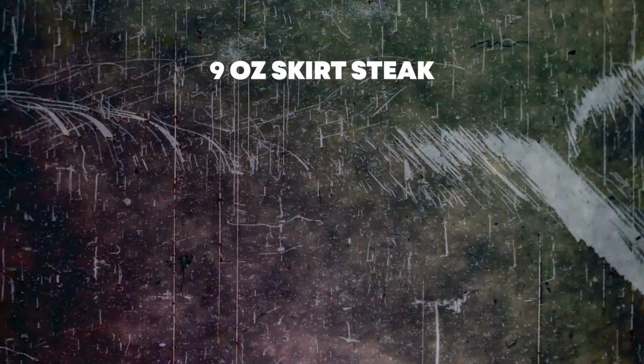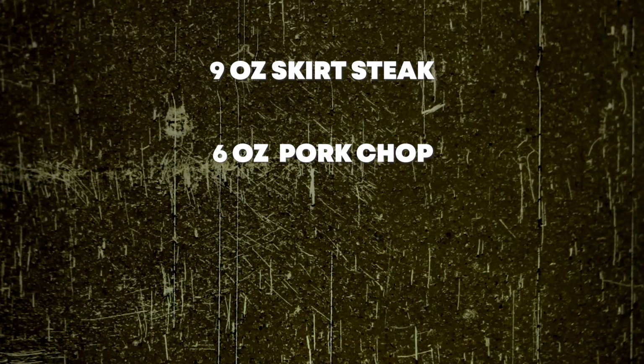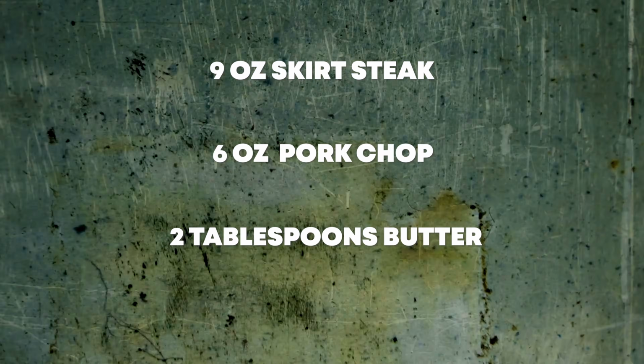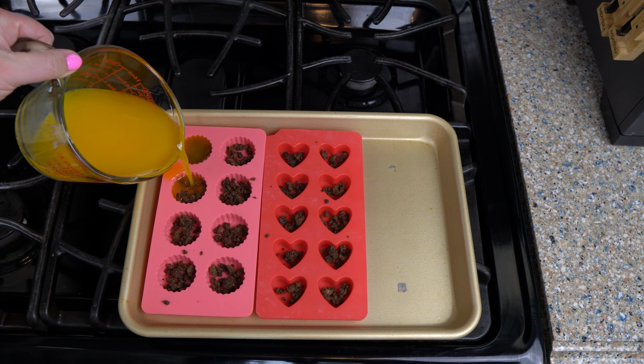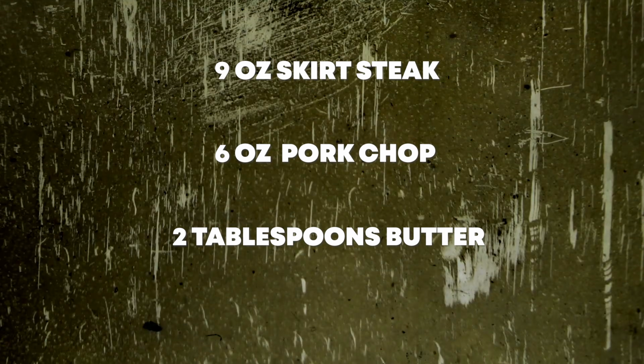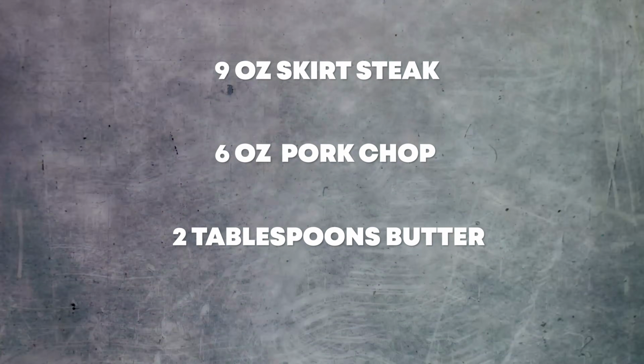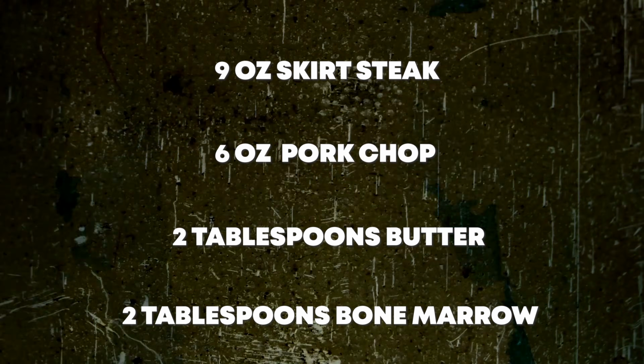Here is an example meal of something that I ate just the other night. I had 9 ounces of skirt steak, a 6-ounce bone-in pork chop, 2 tablespoons of butter in the form of my chocolate beef butter bites. That's another recipe that is in that ground beef recipe video. It's super, super good. And then I cooked up some bone marrow. I ended up with about 2 tablespoons worth of bone marrow.